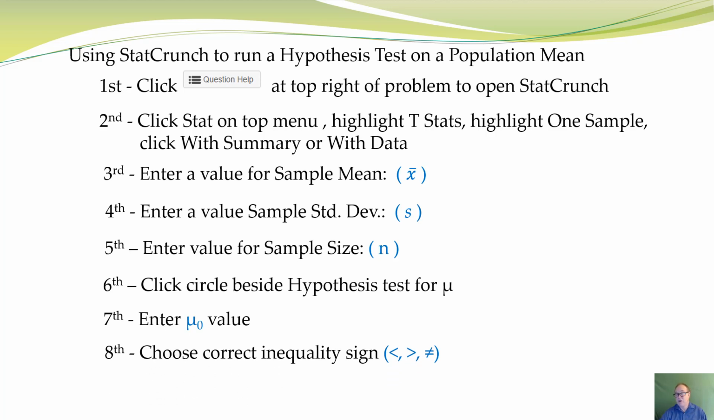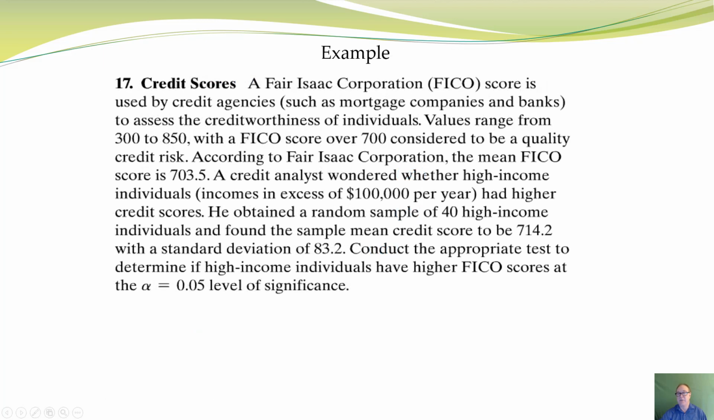Now, looking at this, when you have a problem, you're going to need to know the mean of the sample, standard deviation of the sample, and sample size. You're going to need to know what you're trying to compare to, mu naught. And you're going to have to know whether it's a left-tailed, right-tailed, or two-tailed test, and this comes from your alternate hypothesis. And then click compute.